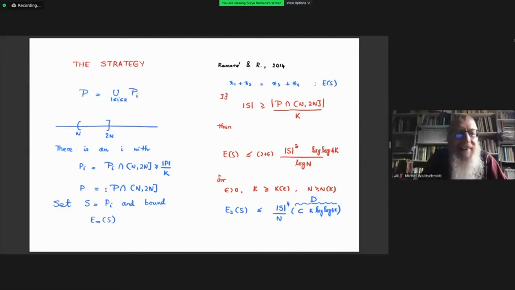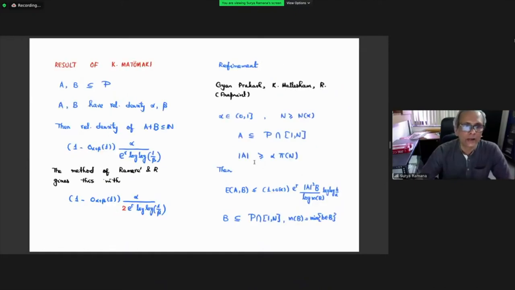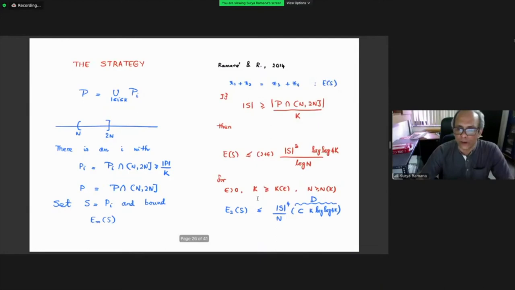So you see, this is the strategy for obtaining the results that I mentioned. Now the question is, how do I bound this additive energy? This is the result that we had with Olivier. If you take a set of primes which is large enough in between n and 2n, then its additive energy is bounded by s cubed log k by log n. This is basically the best possible bound that one can get. So the problem was reduced to bounding the additive energy, and this is the bound that we had.